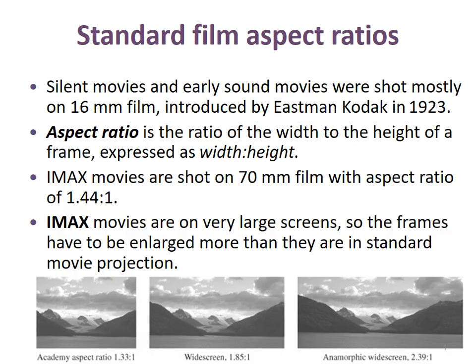Okay, so for IMAX, usually they are shot on 70 millimeter film, and the aspect ratio is usually 1.44 to 1. So you can see the aspect ratio for an IMAX movie is different from traditional movies.